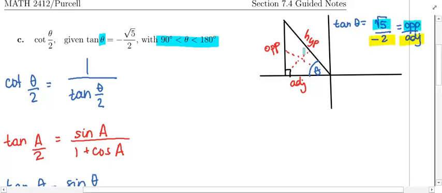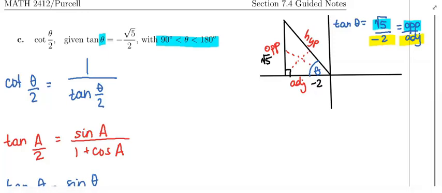Okay, if you look at the opposite side, it is parallel to the positive y-axis, and so the opposite side needs to be positive. Okay, so if we label this, the opposite side is the positive square root of 5, the adjacent side is negative 2, and we need to get the hypotenuse.